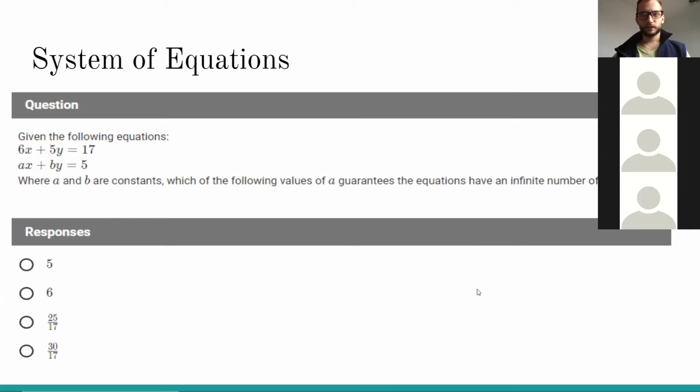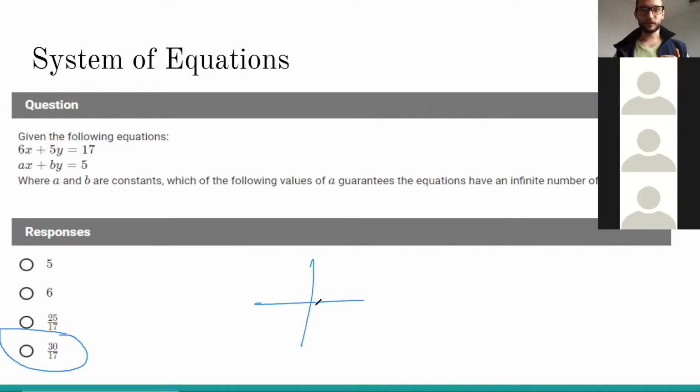All right. Looks like we got pretty much everybody's answers in. Let's share the results. Most of you guys got this correct. Very good. 30 over 17. All right, so this one's infinitely many solutions, right? So what's going on here? All we're doing is we want these two equations to be equal to each other. Infinitely many solutions means they are always intersecting. So they're going to be the same exact equation.